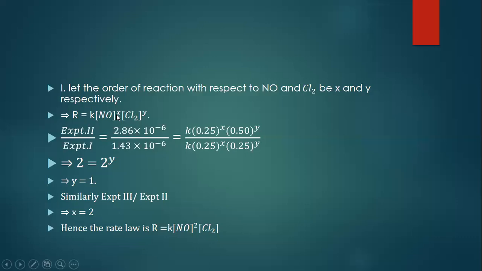Sir, from this question, the way we divided experiment 2 over experiment 1 to find the y, I wanted to know if, using the same experiment 2 and experiment 1, you can still find y from this X. It depends on the question.